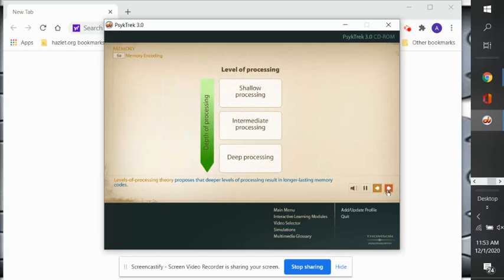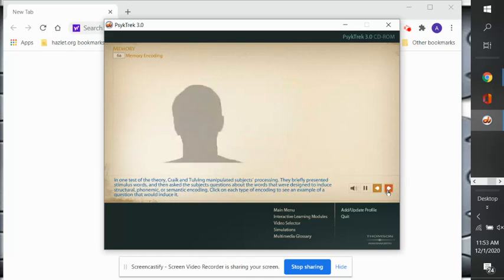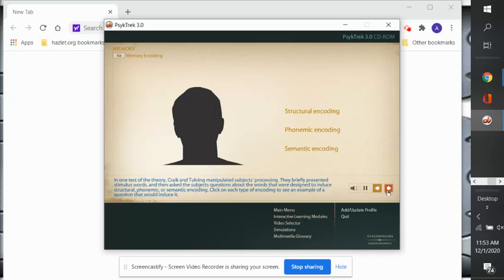So, levels of processing theory proposes that deeper levels of processing result in longer lasting memory codes. In one test, the researchers manipulated subjects' processing. They briefly presented stimulus words and then asked the subjects questions about the words that were designed to induce structural, phonemic, or semantic encoding. So I'm going to click on the type of encoding to see an example of a question that would induce it.